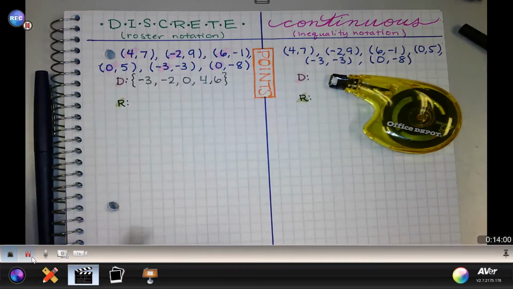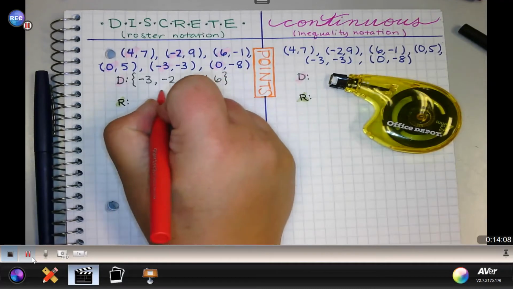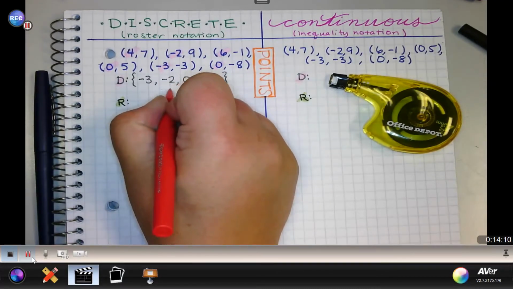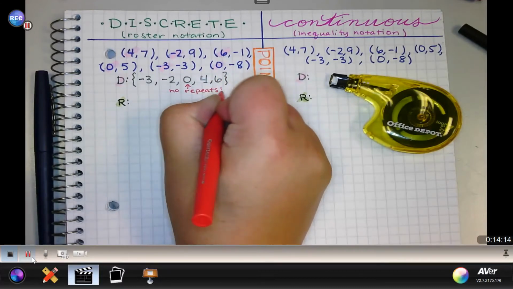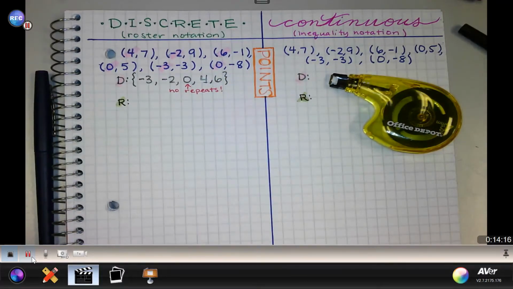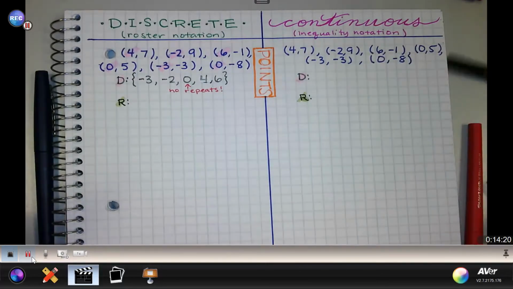And then close it. Okay, so no repeats. I'm going to even make myself a little note here. No repeats. Okay. Then we can move on to range, and range is y values.